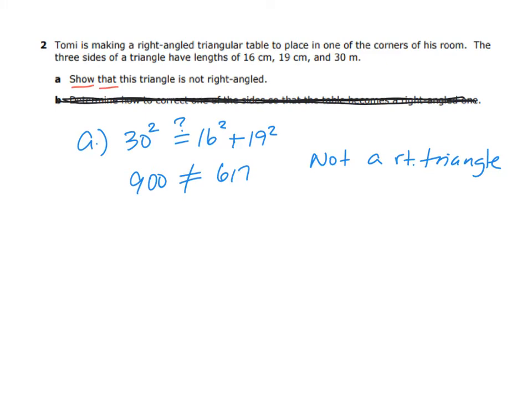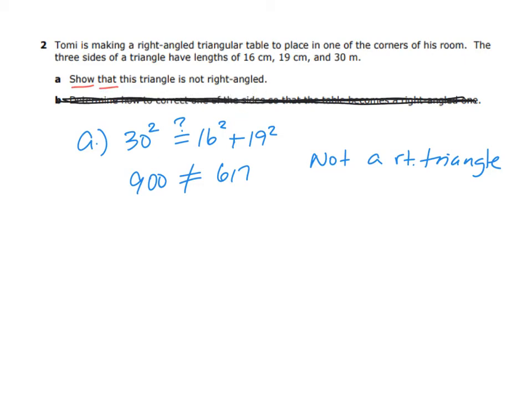Number 2 says Tommy is making a right-angled triangular table to place in one of the corners of his room. The 3 sides of the triangle have lengths 16 centimeters, 19 centimeters, and 30 centimeters. Show that this triangle is not right-angled.